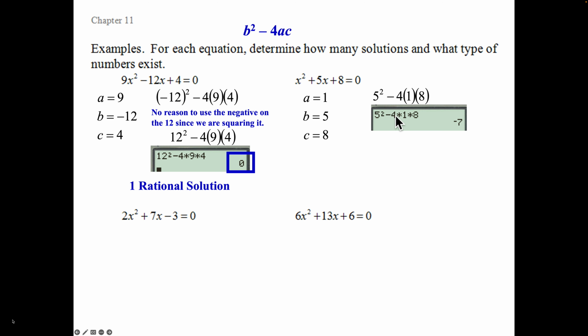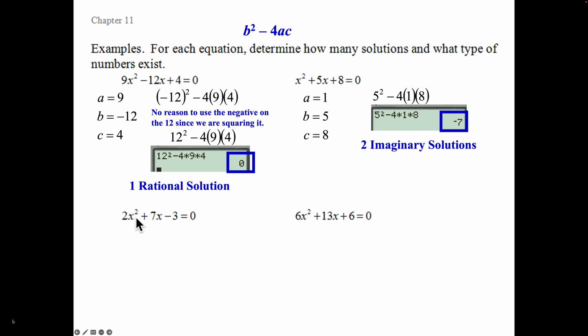Go to your calculator and crunch the numbers. We get negative 7. Put down equals negative 7. Write that down. And based on that solution being negative, I have two imaginary solutions. Both answers are going to have the i in the answer.